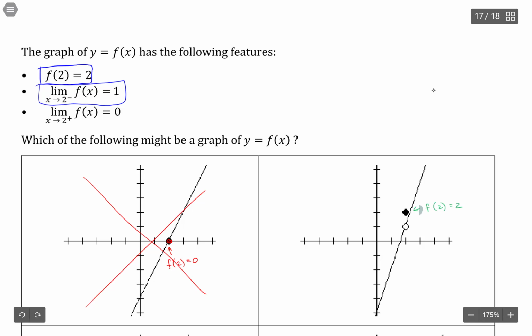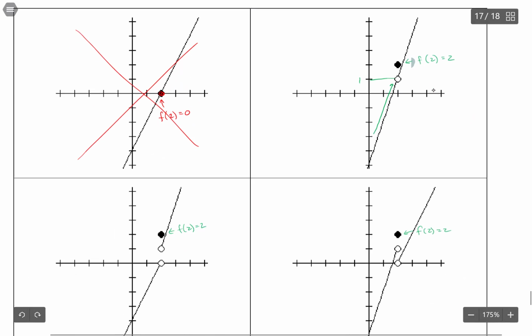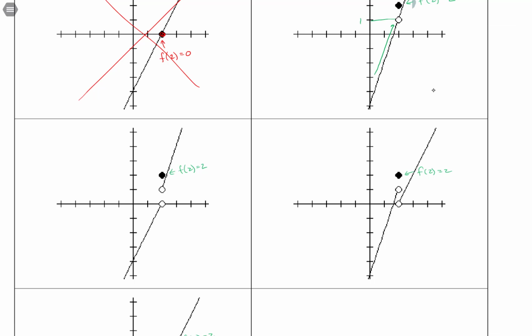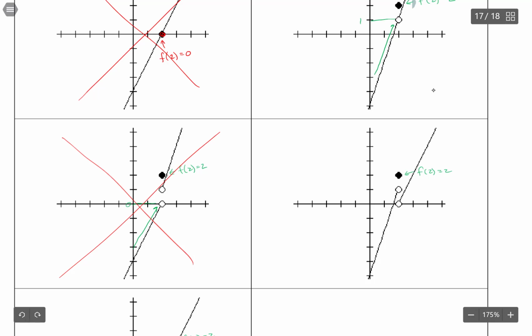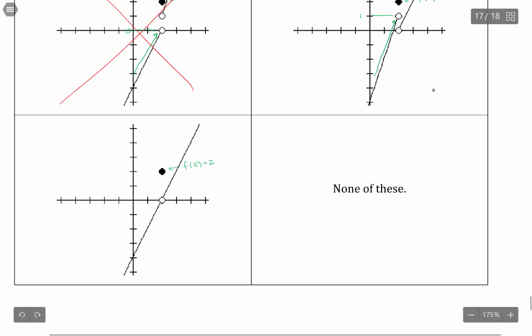So we have the limit as x approaches 2 from the left is equal to 1. When we look at the limit from the left-hand side, we have to be approaching 1 on the y values. So that is the case here in the second graph, so that's good. For the next one, the limit as x approaches 2 from the left here is 0. So that's no good. This one gets ruled out. The limit as x approaches 2 from the left here is 1. So that checks out. So that one's still possible.